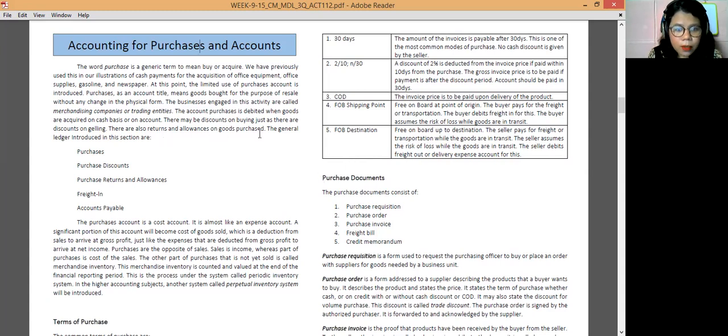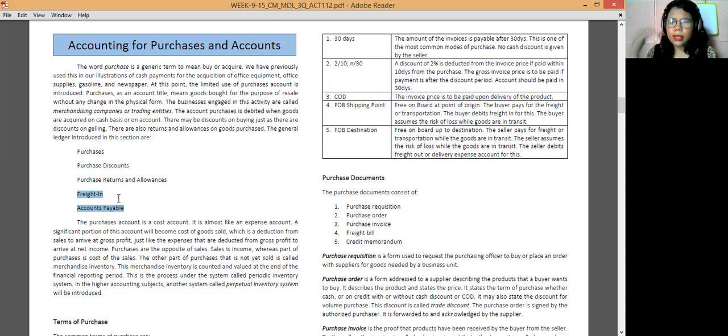So, proceed tayo. The general ledger accounts introduced in this section are purchases, purchase discount, purchase returns and allowances, freight in, and accounts payable. So, ito naman, pinag-uusapan dito yung purchases. Yung kanina kasi pinag-usapan is yung sales, di ba? Sales returns and allowances. So, dito naman yung mga purchases natin.